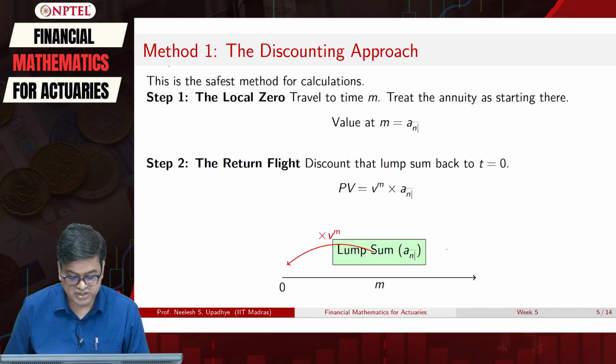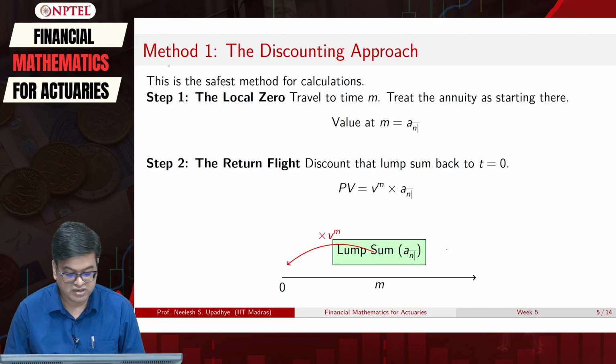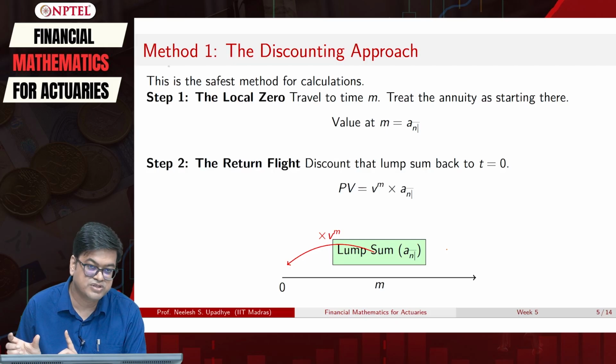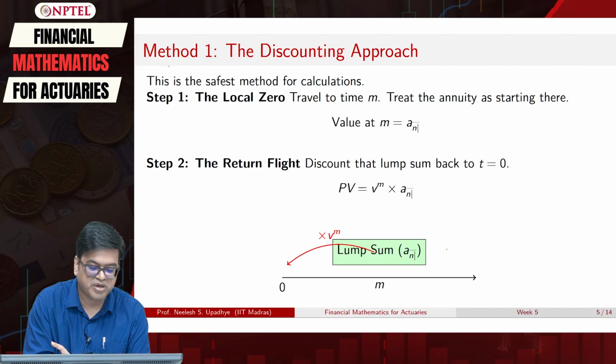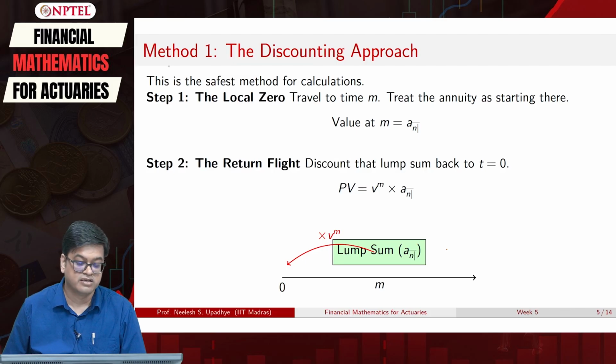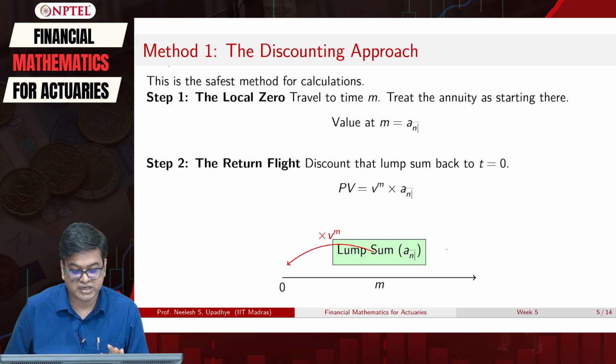Okay. So what has happened? I went on to time m, then I calculated the annuity which was due for n periods, and then I moved back again by multiplying with v raised to m, and I got my final answer of present value, correct. So this is one way to do it.